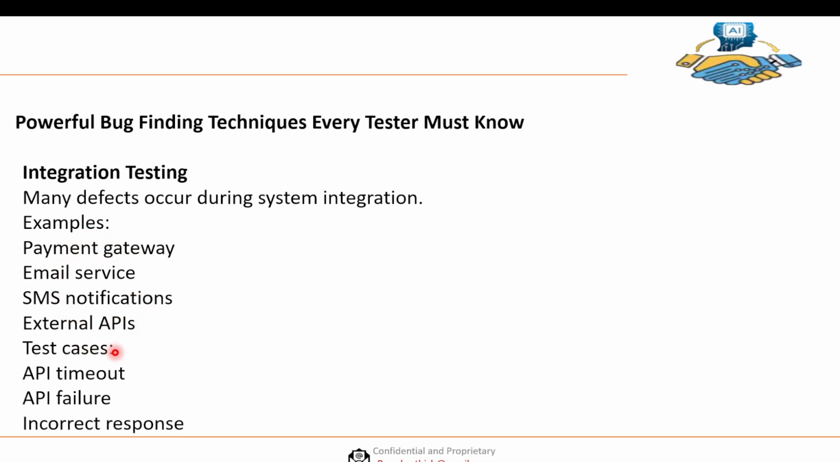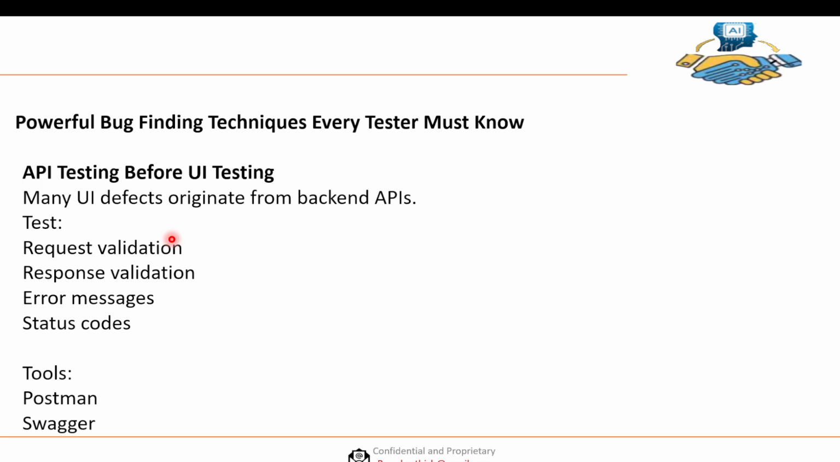Then we'll execute the test cases related to API timeout, and check what response is coming. If an incorrect response comes, that is definitely a defect. Then API testing before UI testing, because many UI defects originate from the backend API. In API testing, we'll check request validation, response validation, the error message, and status code, and for this we'll use tools like Postman or Swagger.